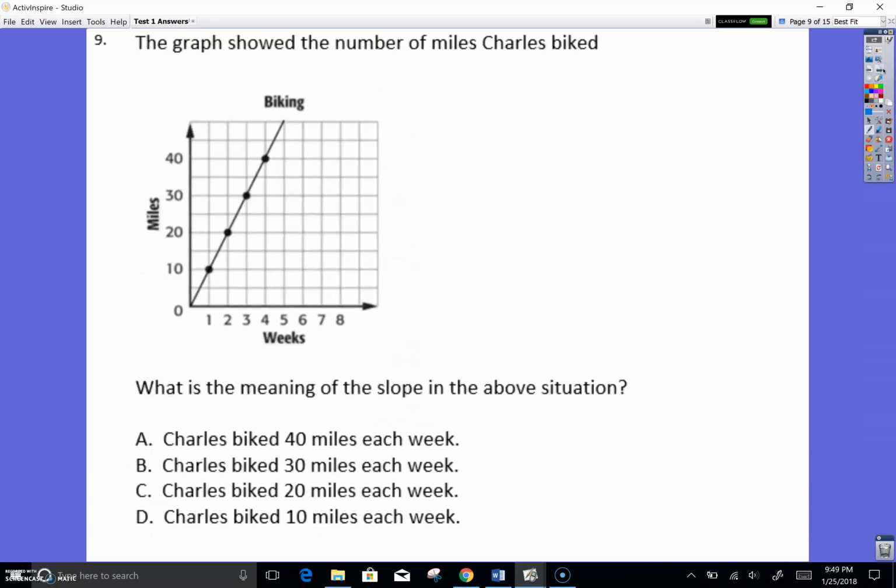Number 9. Okay. What is the meaning of the slope? All the words are the same. Okay. Miles each week. This is the Y. This is the X. Miles each week. We change this. This is 10. This is 1. 10 over 1 is equal to 10. So our answer is D.